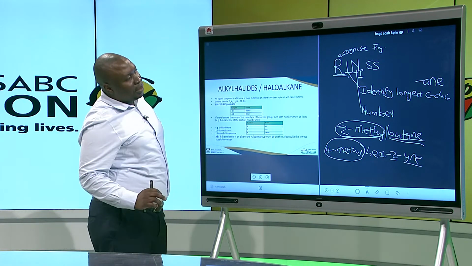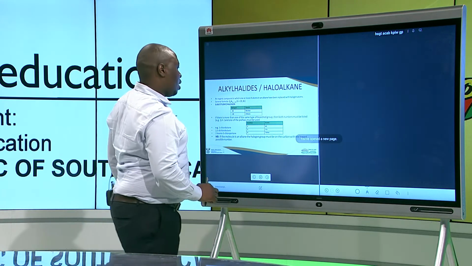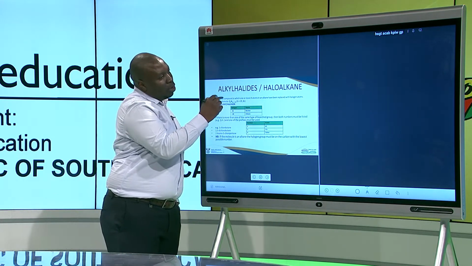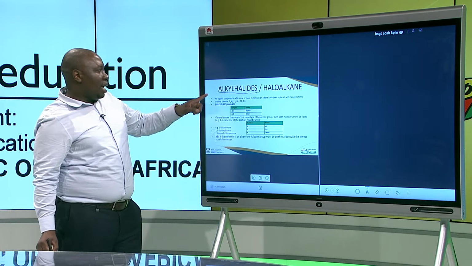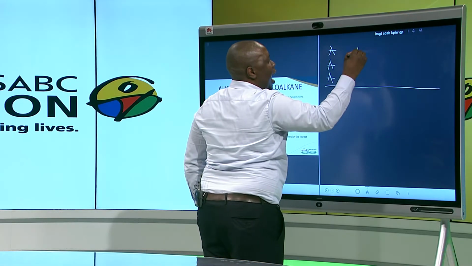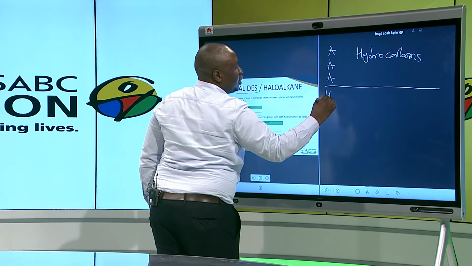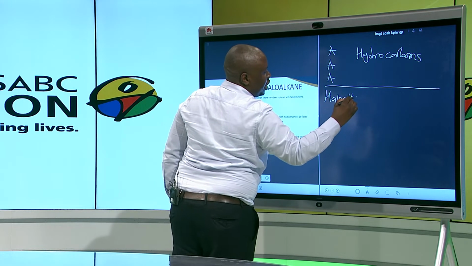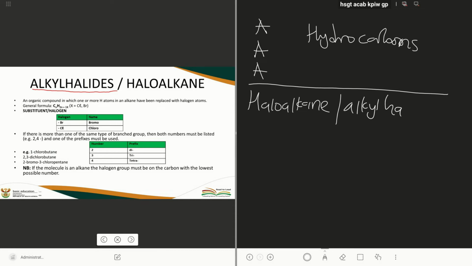Now, remember we said we have 9 homologous series. Here we have another homologous series that we refer to as alkyl halides. It's number 4. The first 3 are alkanes, alkenes, and alkynes, all of which are hydrocarbons. Now we are moving to the next one, haloalkane. You can call it a haloalkane, or you can call it an alkyl halide. So that is the next homologous series.